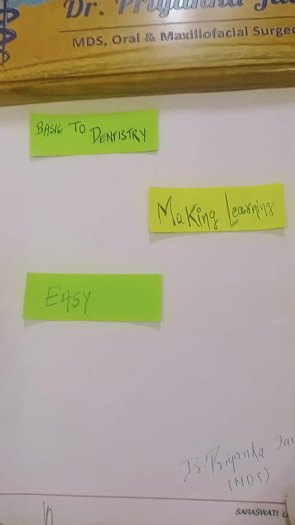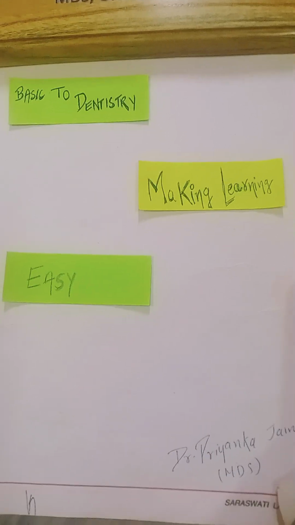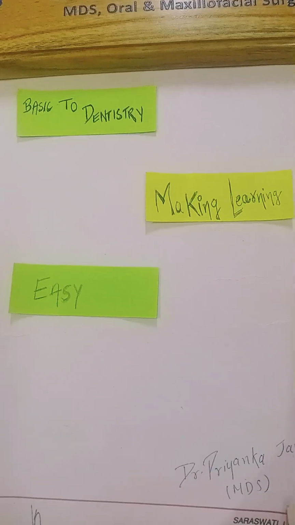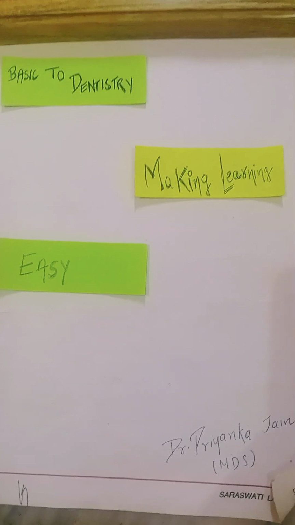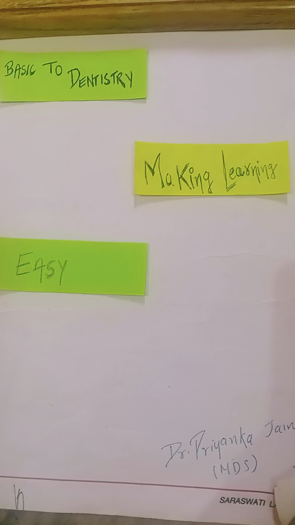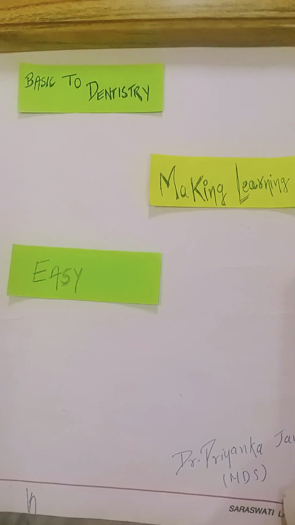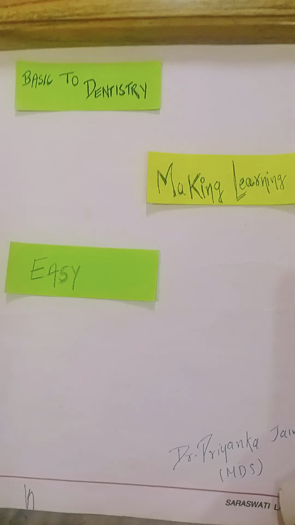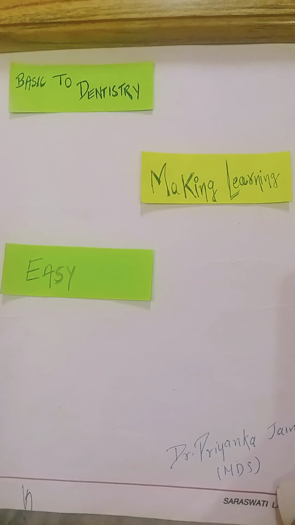So last class we started with infectious mononucleosis. We have seen that it is caused by Epstein-Barr virus, which is also a herpes virus. It mainly occurs in teenagers and young adults. The main symptoms or complaints with which patients come are sore throat, fever, malaise, headache, and cervical lymphadenopathy, which involves both anterior and posterior lymph nodes.